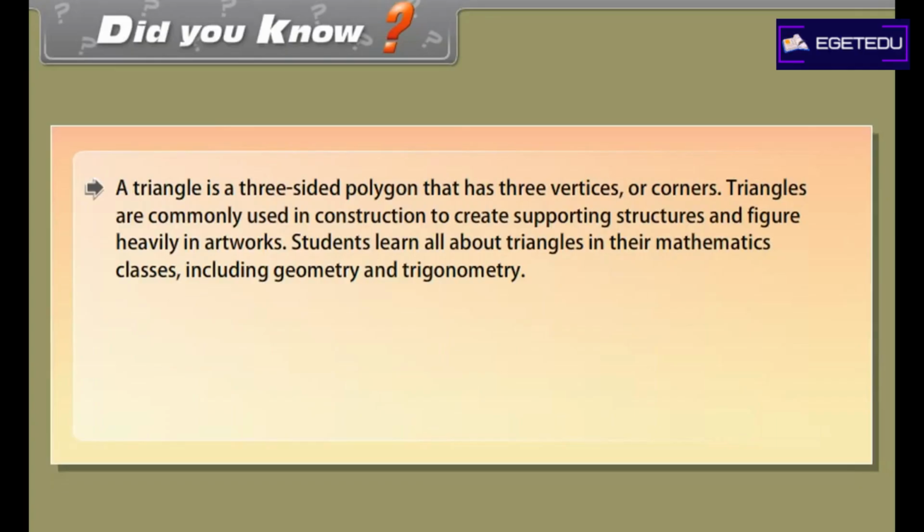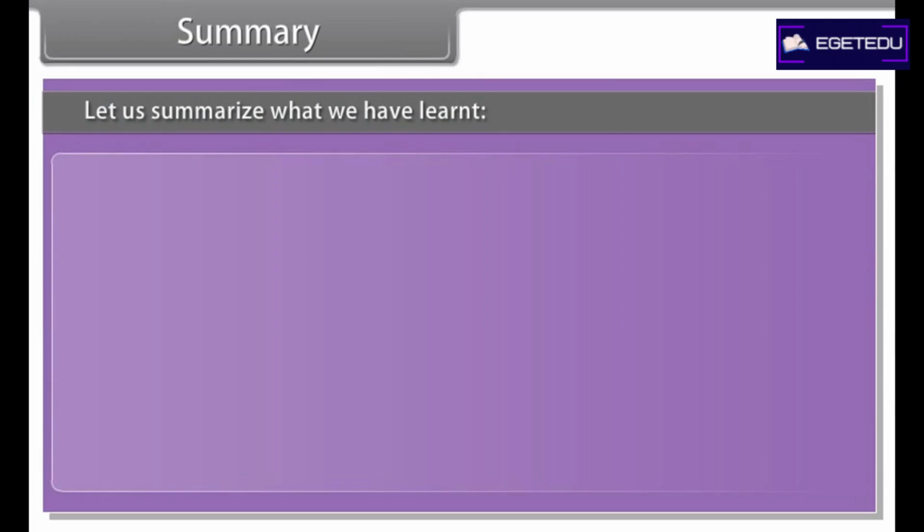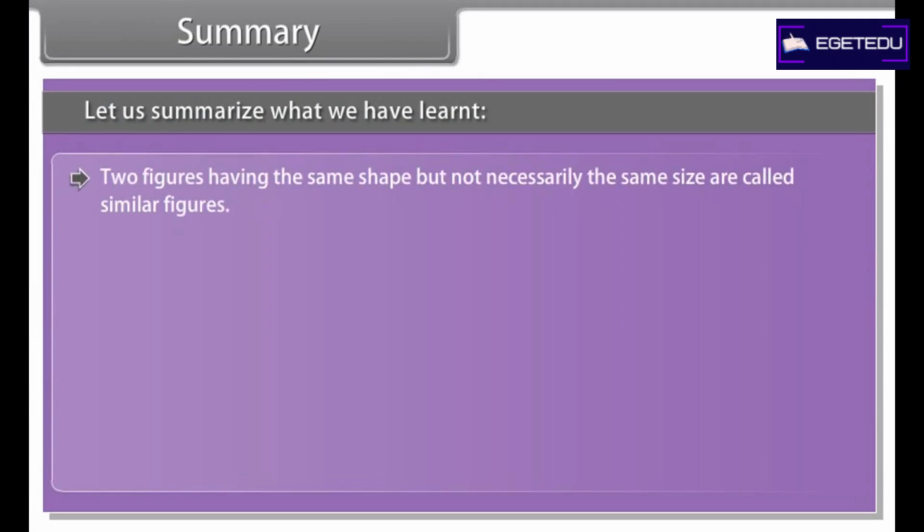Did you know? A triangle is a three-sided polygon that has three vertices or corners. Triangles are commonly used in construction to create supporting structures and figure heavily in artworks. Students learn all about triangles in their mathematics classes, including geometry and trigonometry. Triangle geometry is the study of the properties of triangles, including associated triangle centers, triangle lines, central circles, triangle cubics, and many others. These geometric objects often have remarkable properties with respect to the triangle.